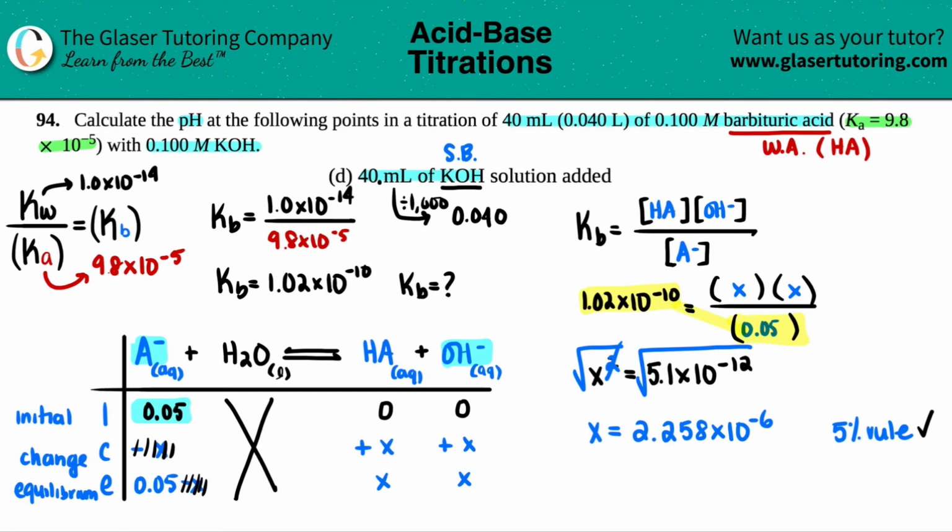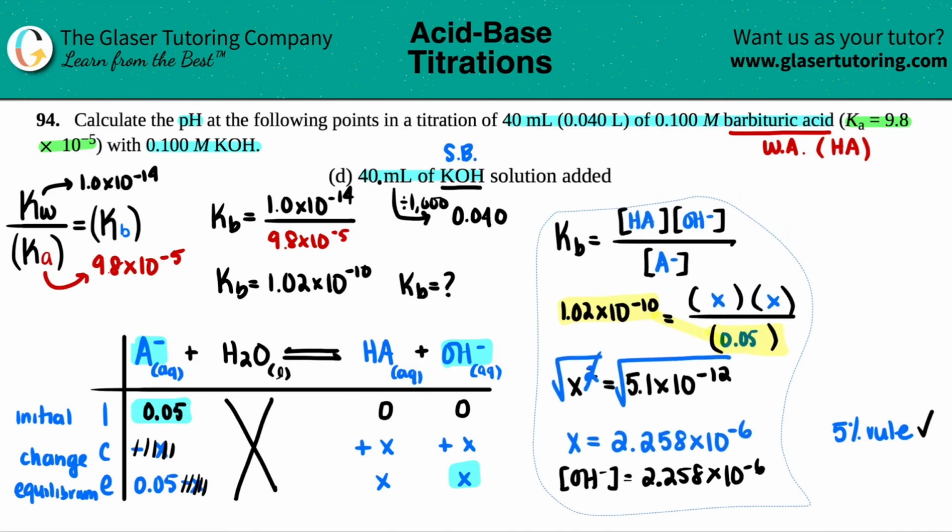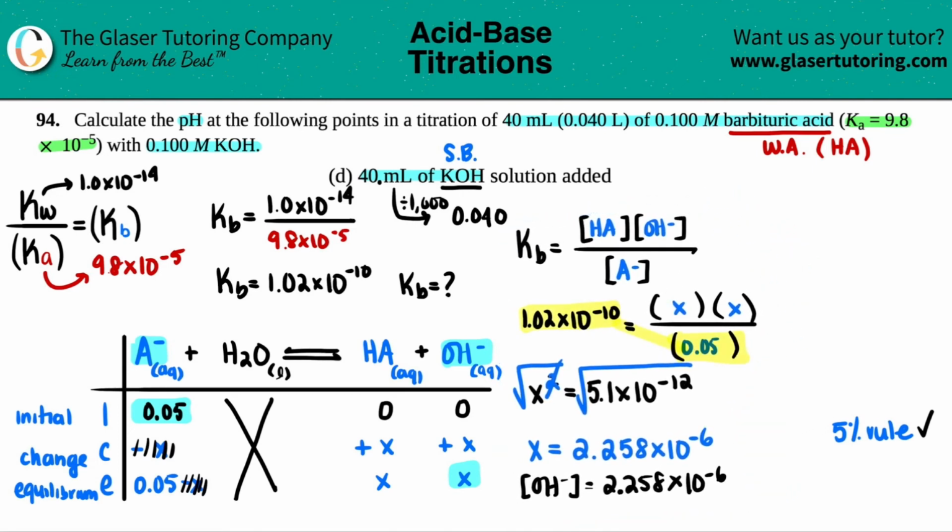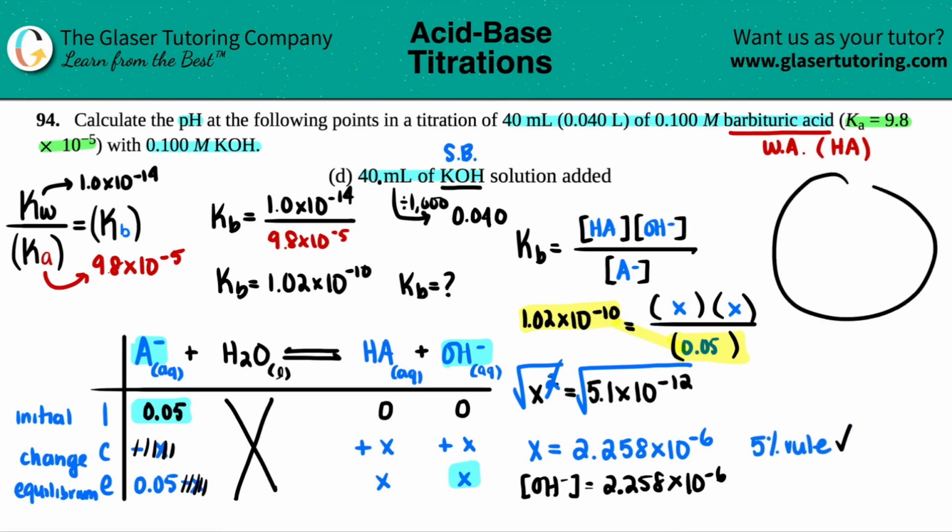Okay, and remember, the x value, we still want to find the pH, so I'm going to take it from the OH value, right? So my OH amount equals 2.258 times 10 to the negative 6th. Now, how do I go from an OH to a pH? Well, there's a couple of ways to do it. Let's just move this over a little bit so I have enough room.